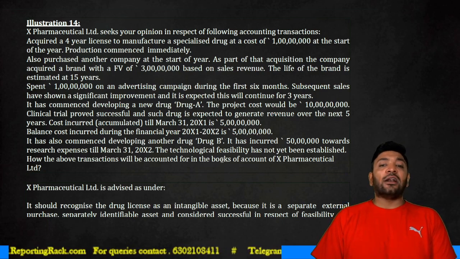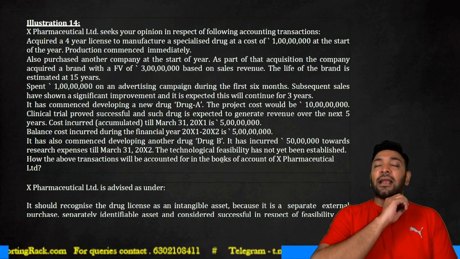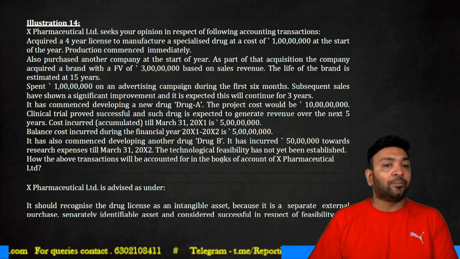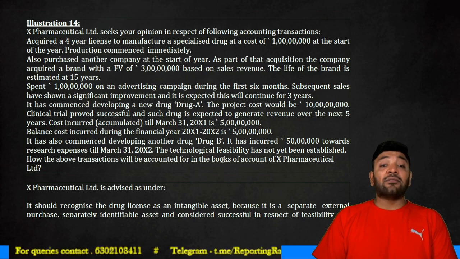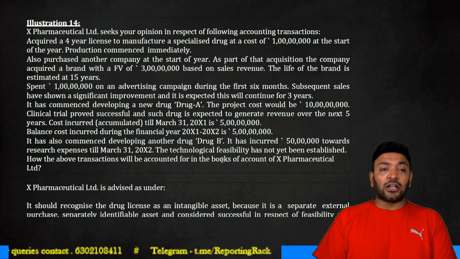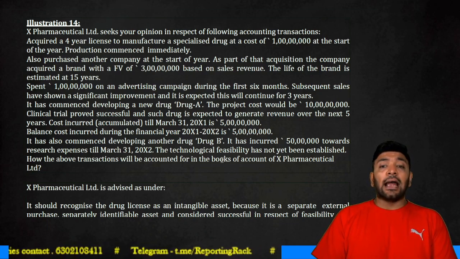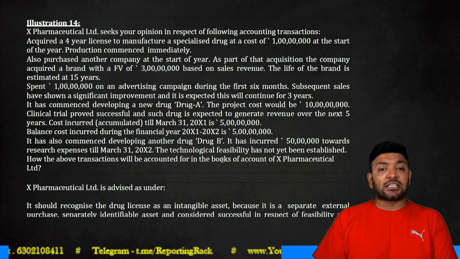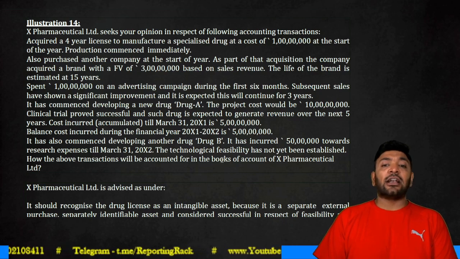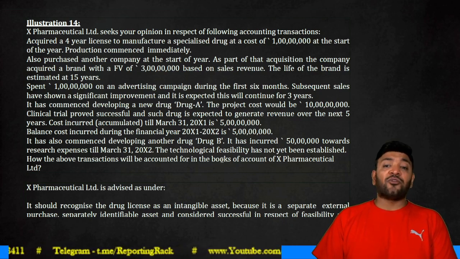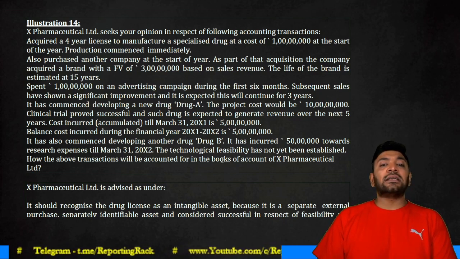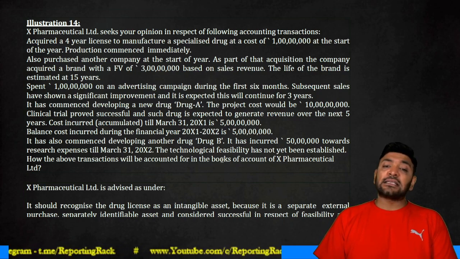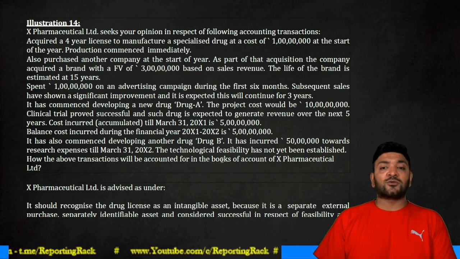They spent 1 lakh on advertisement campaign. Advertisement campaign is not an identifiable asset. Straightforward, charge it off to P&L. It has commenced development of a new drug A. The project cost is 10 crores and the clinical trial proved successful. Such drug is estimated to generate additional revenue for the next 5 years. The cost incurred until 31st March 2021 is 5 lakhs. Next year is 5 crores and the year after is 5 crores.